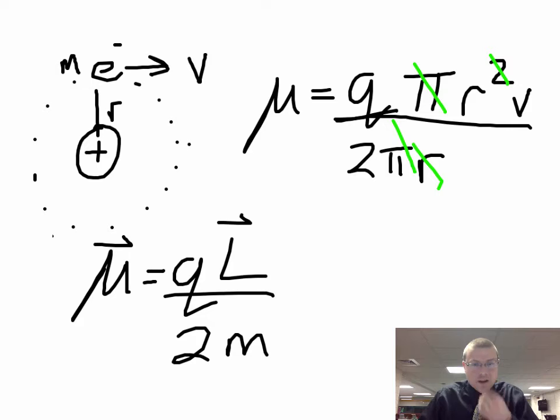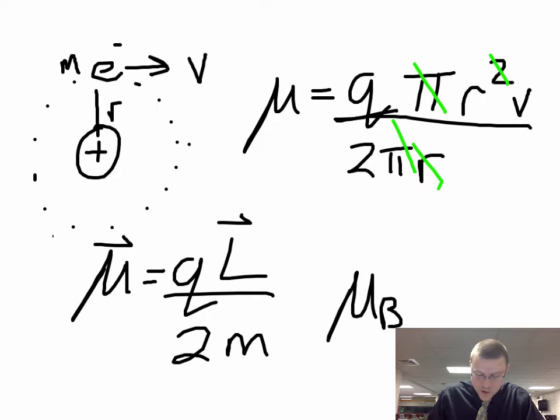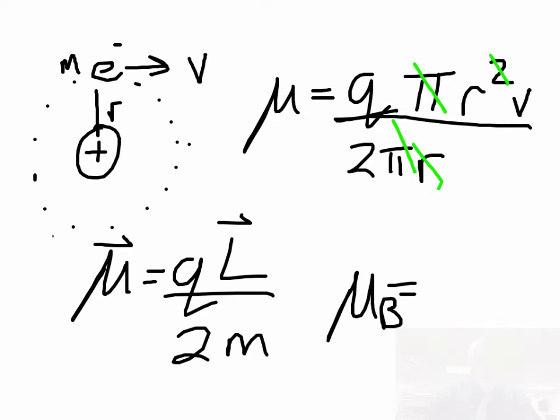Now the simplest atom we have around is the hydrogen atom. So if we take the hydrogen magnetic dipole moment, we call it the Bohr dipole moment.